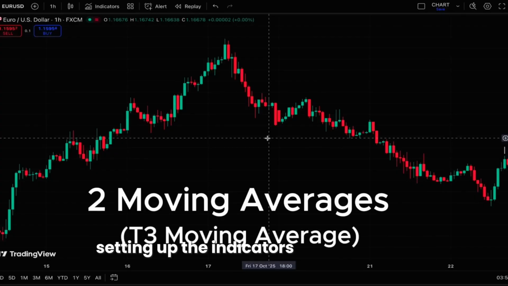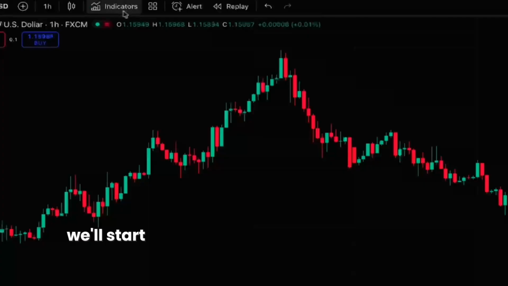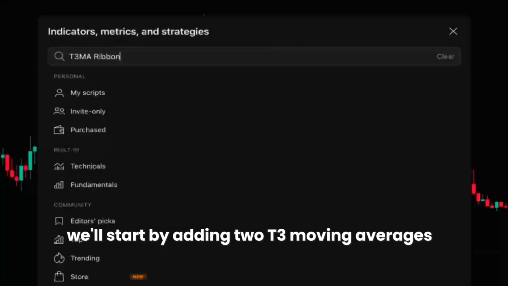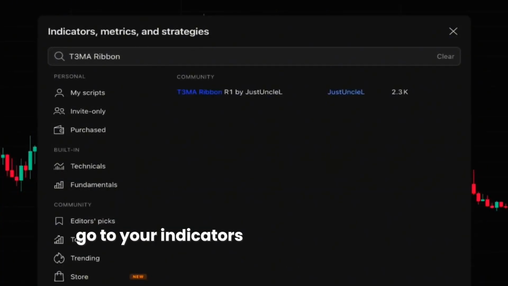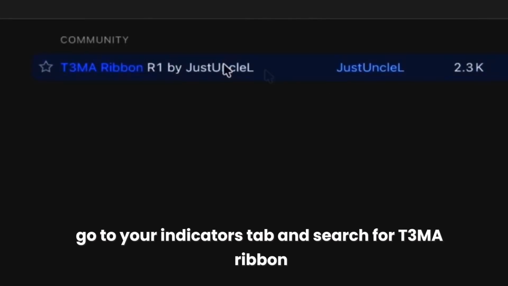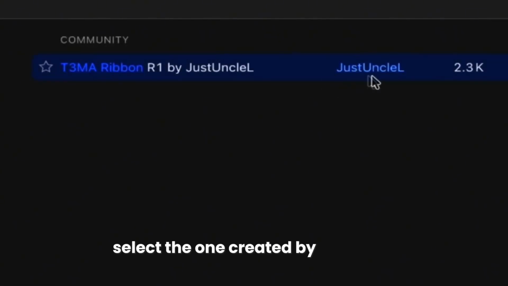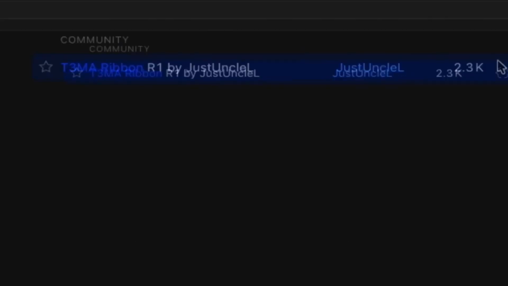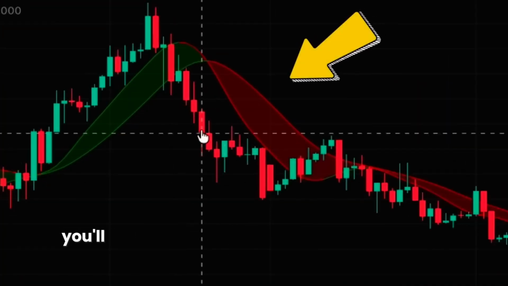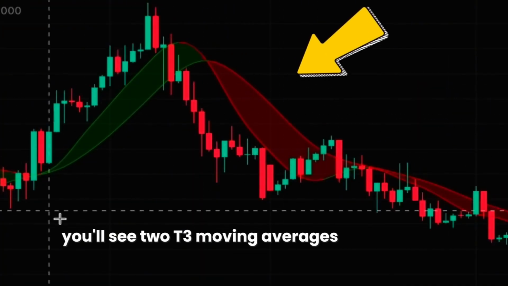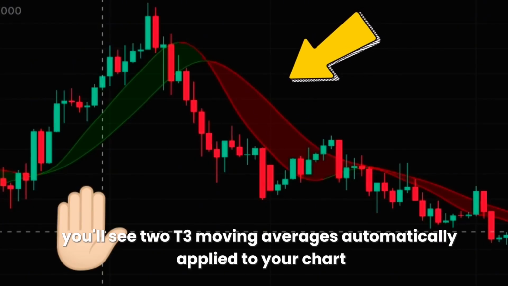Setting up the indicators. For this strategy, we'll start by adding two T3 moving averages to the chart. Go to your Indicators tab and search for T3 MA ribbon. Select the one created by Just Uncle L. Once added, you'll see two T3 moving averages automatically applied to your chart.